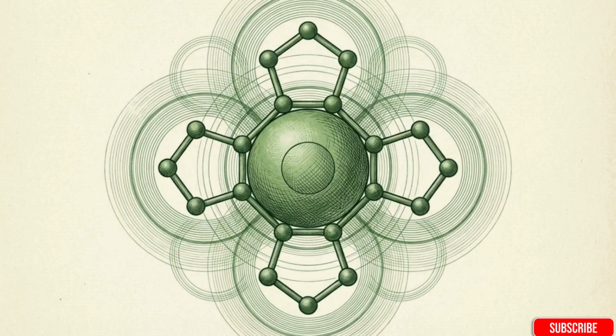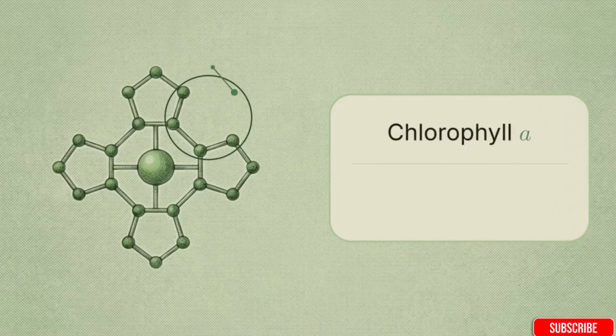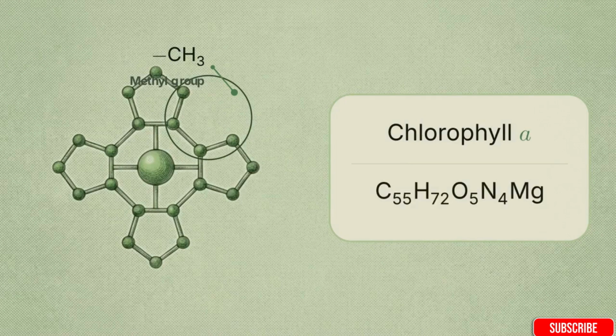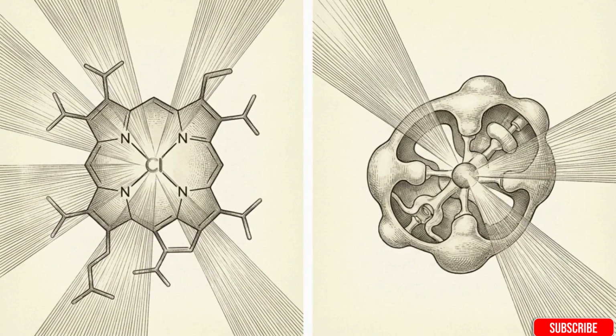The difference between chlorophyll A and chlorophyll B comes down to a single location, the 3rd carbon located on the 2nd pyrrole ring. In chlorophyll A, this specific location holds a methyl group. This configuration yields the exact chemical formula for chlorophyll A, C55H72O5N4Mg. In chlorophyll B, that single methyl group is swapped out for an aldehyde group. This swap yields the formula for chlorophyll B, C55H70O6N4Mg. This minute atomic difference alters the pigment's absorption spectrum, allowing the plant to capture a slightly different wavelength of light.